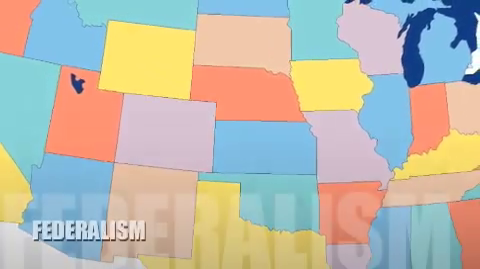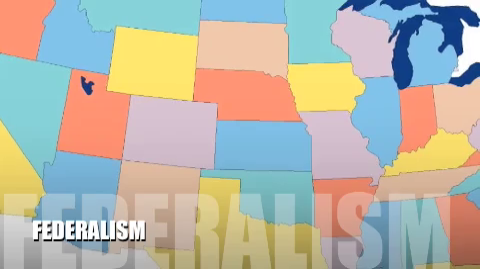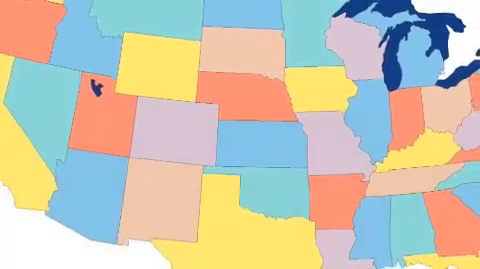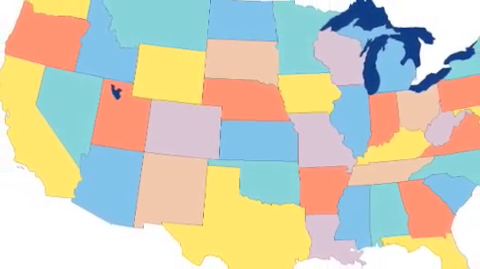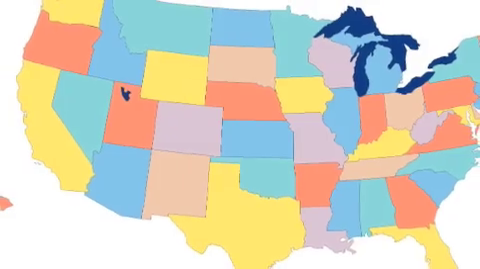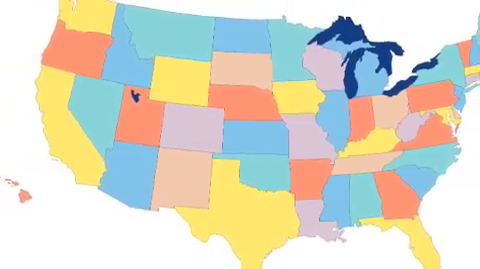The sixth and final principle is federalism. Federalism means that power is divided between the central government and the state governments. All power that is not granted to the central or federal government is left to the states.